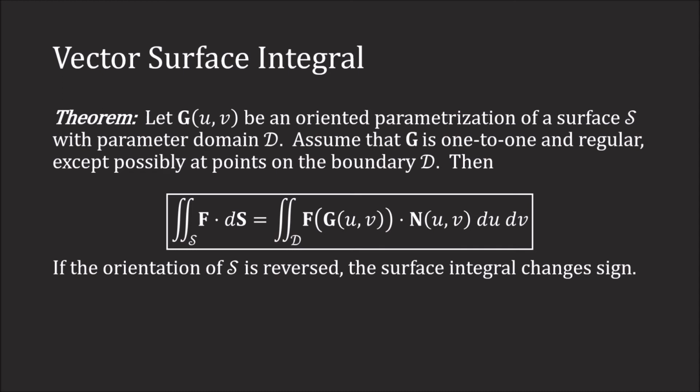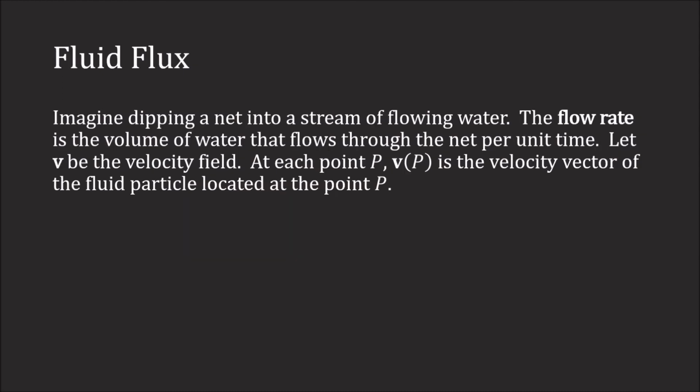Imagine dropping a net into a stream of flowing water. The flow rate is the volume of water that flows through the net per unit time. Let V be the velocity field. Now, at each point P, V of P is the velocity vector of the fluid particle located at P.